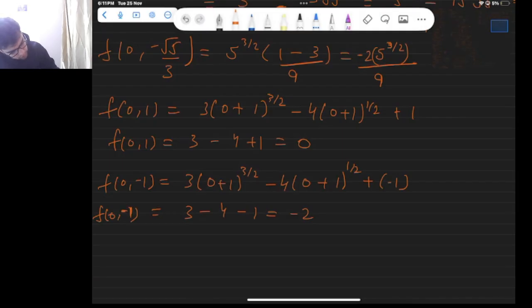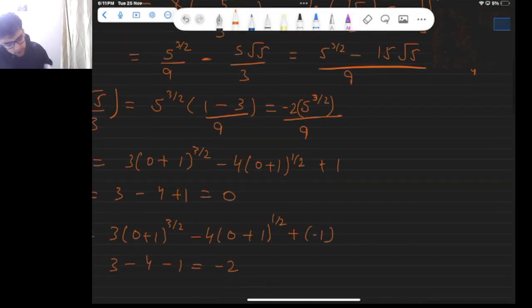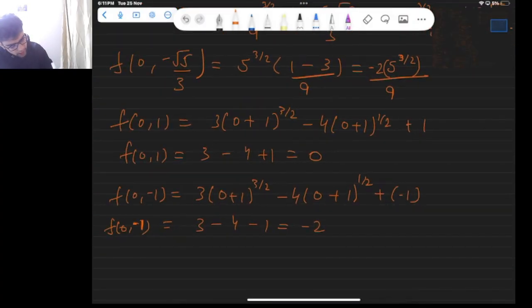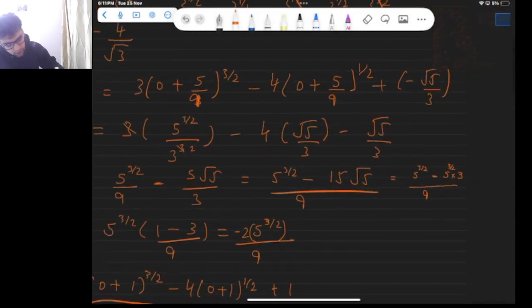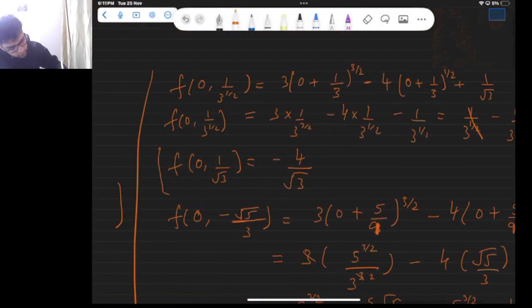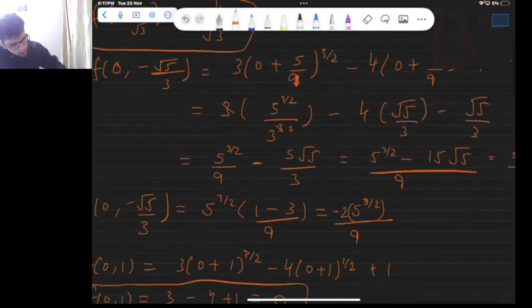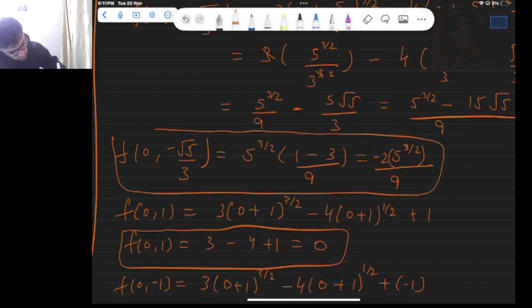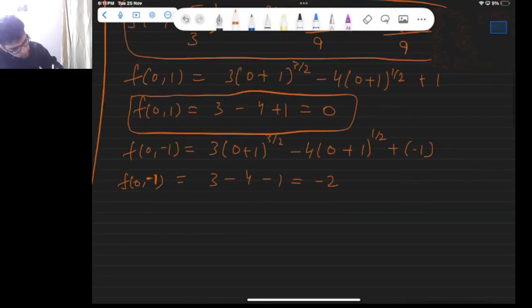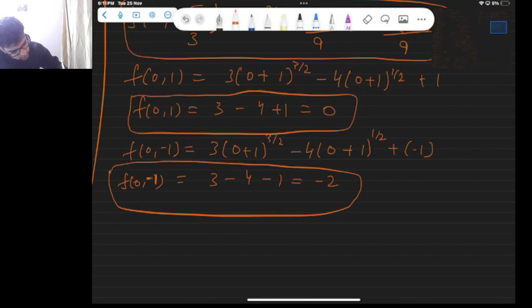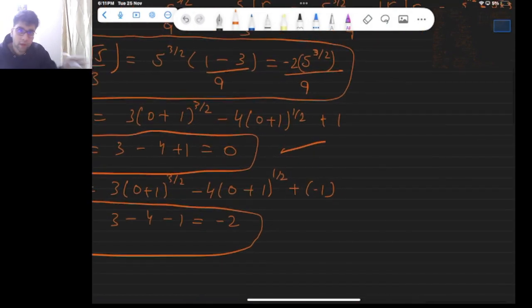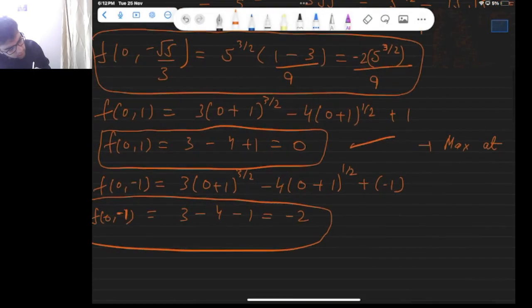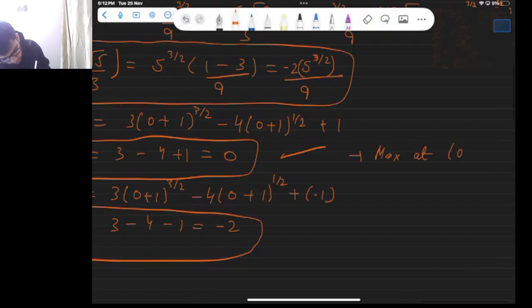Now we need to just compare the values and see. So by far this is the maximum value. Why? Because this is the only value which is not negative. So this was also negative, this was also negative, and this is also negative, this is also negative, and this is also negative. So only this value is equal to 0, neither positive nor negative. So this is our maximum value, max at 0 comma 1.